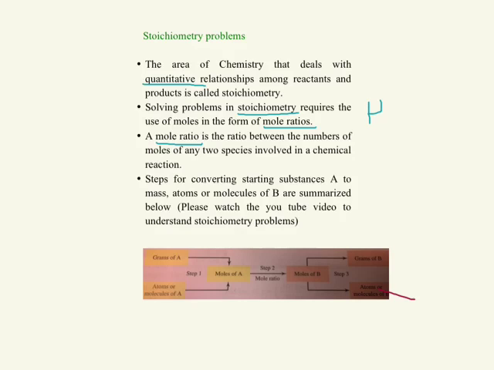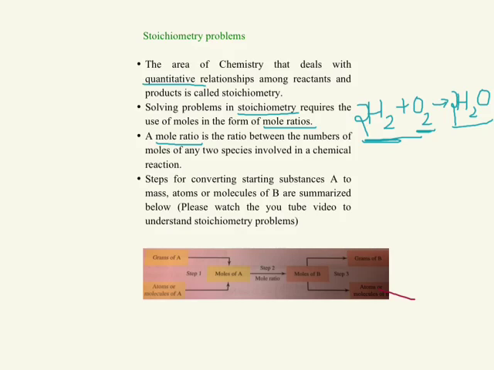For example, if we look at this reaction, hydrogen gas reacts with oxygen gas to form water. And then let's balance this equation. So in this equation, we can see the mole ratio. We can see the quantitative relationship between reactants and products. 2 moles of hydrogen gas reacts with 1 mole of oxygen gas to produce 2 moles of water. So that's what quantitative relationship is.